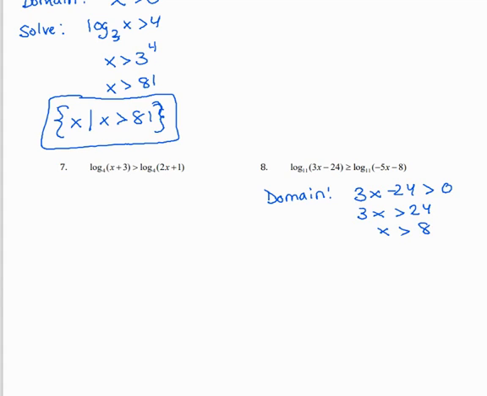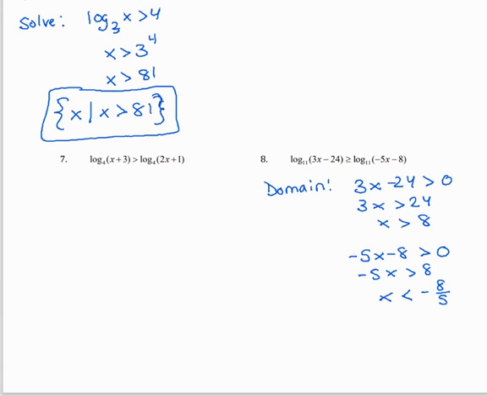Now we'll do the second one. The second one says negative 5x minus 8. Again, that has to also be positive. So I add 8 and divide by negative 5. When I divide by negative 5, we get an inequality symbol switching. Okay, so there are my domains. Right there you may be able to analyze something. But let's solve it out so that you can really see.